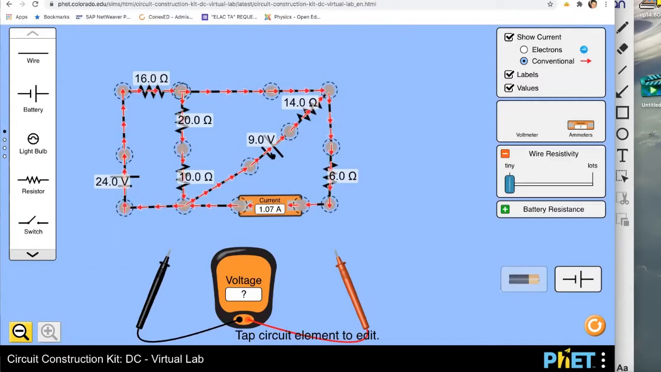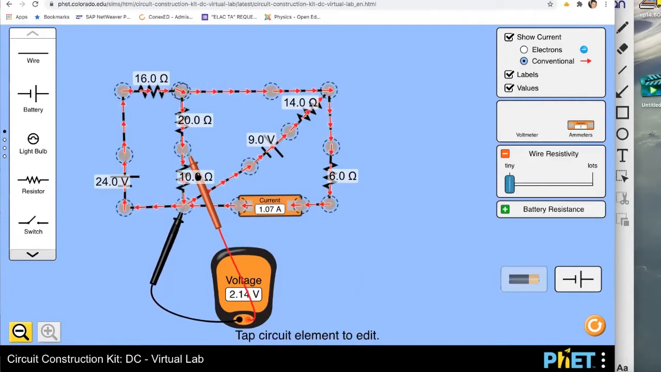Okay, now if I put a battery facing up, it's telling me the current here changed to 1.07. What was it before? 0.75. And now let's check this voltage. How did that change? What was it before? 1.5 volts. Yeah, it completely changed. 2.14 volts.